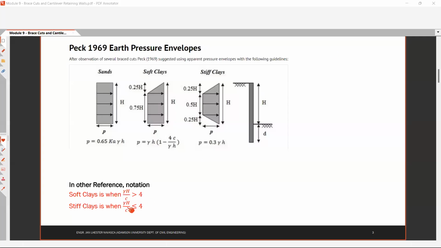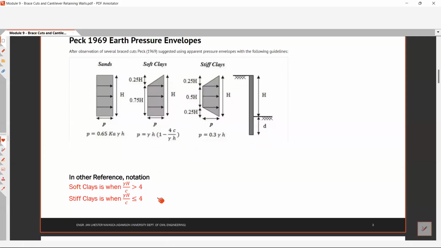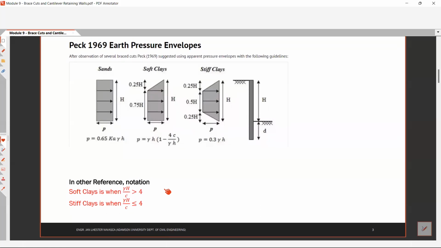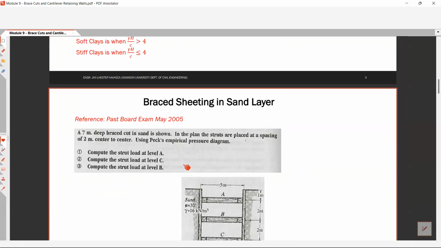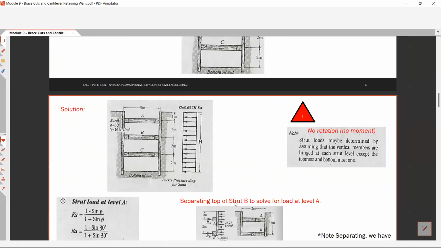Okay. So there is again a correction in my previous module. For soft clays, gamma H over C is greater than 4. And for stiff clays, gamma H over C, or the cohesion value C, is less than or equal to 4. Okay? So last meeting, umabot tayo hanggang brace sheeting in sand layer.